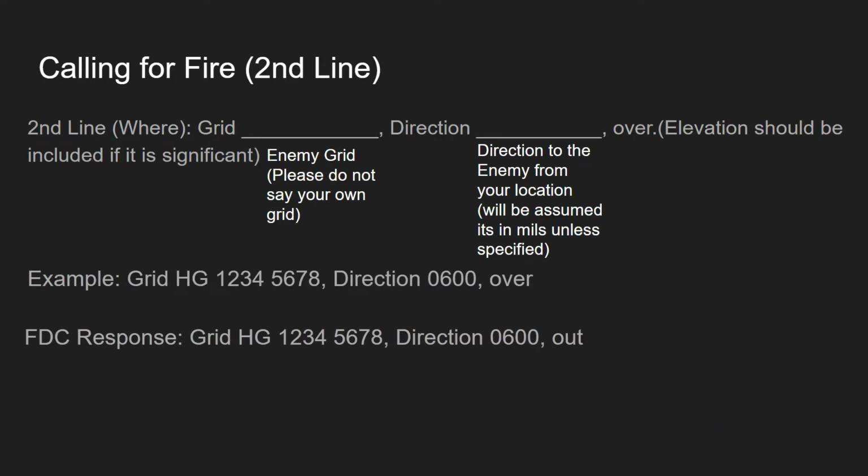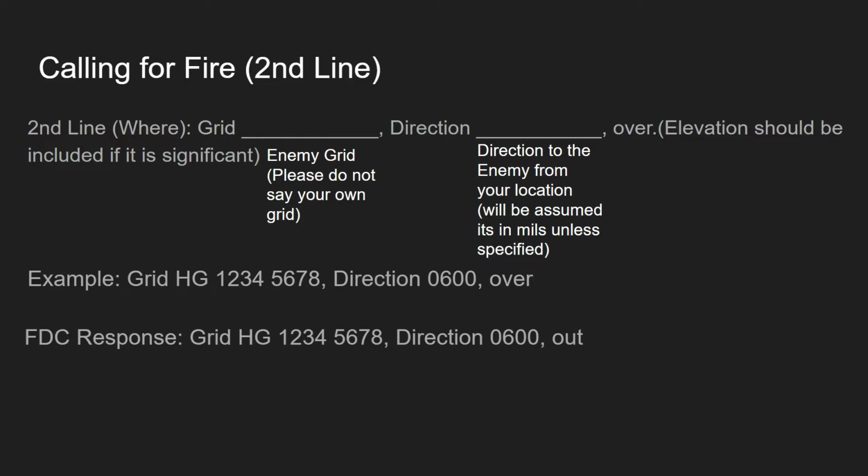Now for the second line, here we're going to radio where the enemy is located. For example, we'd say "Grid Hotel Golf 1 2 3 4 5 6 7 8, direction 0600." You don't have to give the enemy direction here, as you can also give it when you make your corrections. I like doing it here so I get it out of the way. FDC will respond "Grid Hotel Golf 1 2 3 4 5 6 7 8, direction 0600, out."